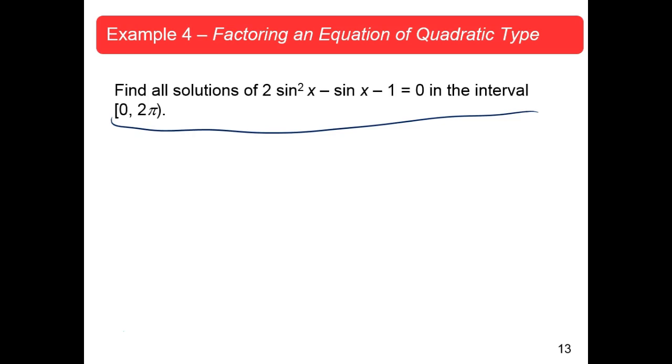Find all the solutions of cosine x plus 1 is equal to sine x on the interval 0 to 2 pi.